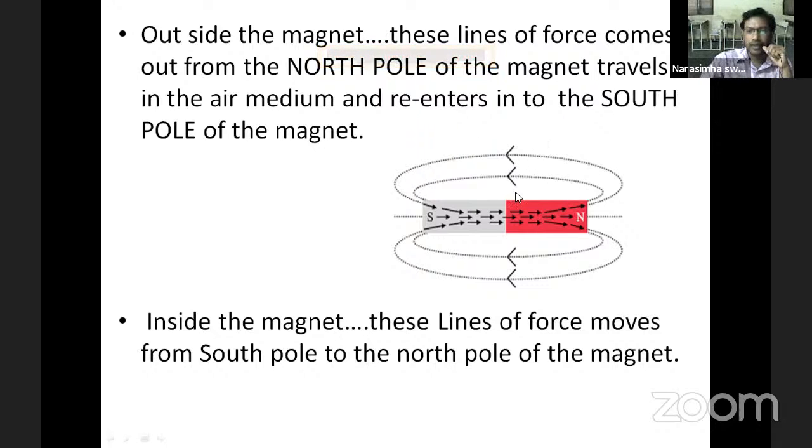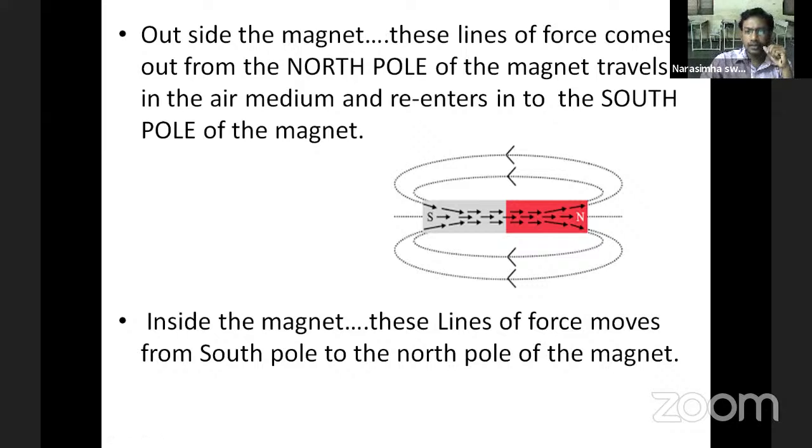I'm repeating, magnetic field means that this is the magnet, and around it there is a field indicating the lines of force. These lines of force always come out from the North Pole and re-enter into the South Pole. This is the nature of the lines of force. Inside the magnet, if you observe, the lines of force are moving from South Pole to North Pole. This point is to be understood.